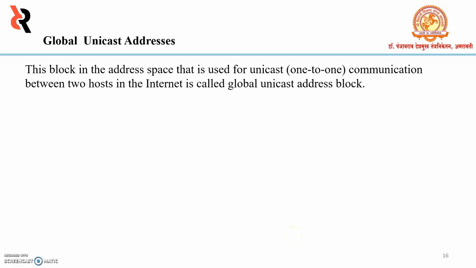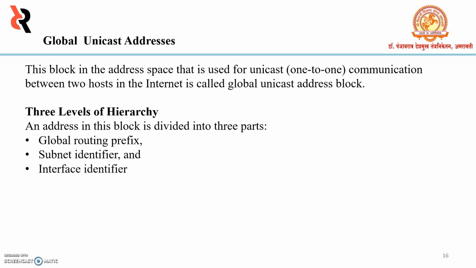Let us see global unicast address. This block in the address space that is used for unicast, that is one-to-one communication between two hosts in the internet, is called the global unicast address block. The CIDR notation for the block is 2000::/3, which means that the three leftmost bits are the same for all addresses in this block, that is 001. The size of this block is 2 raised to power 125 addresses, which is more than enough for the internet expansion in the many years to come.